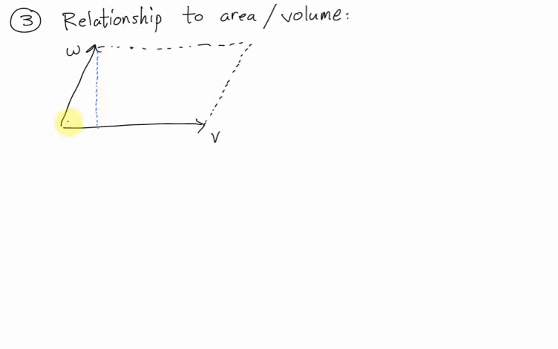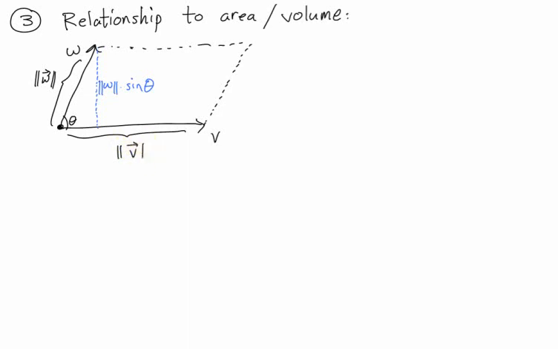Well, the area of a parallelogram is base times height. The base is the length of v. What's the height of that parallelogram? Well, you can use the properties of trigonometry. I know the angle between v and w. The height is the length of w times the sine of that angle. The length of this side is the length of w. The length of the base is the length of the vector v.